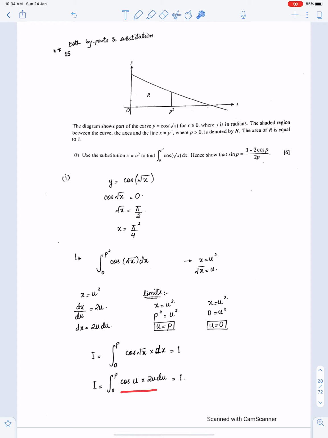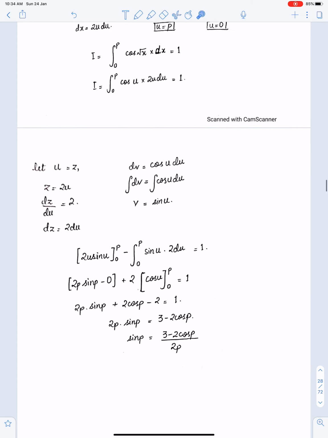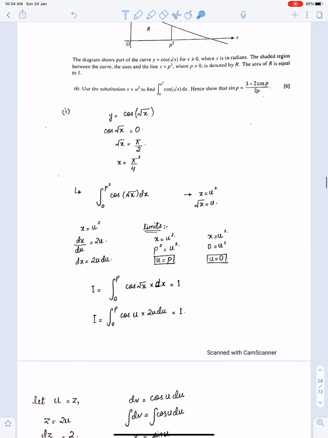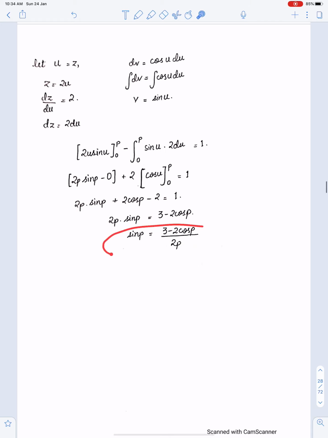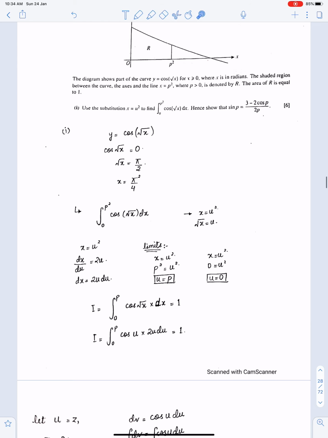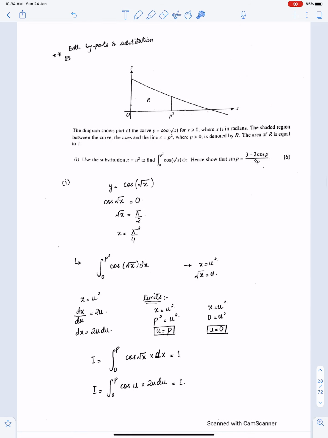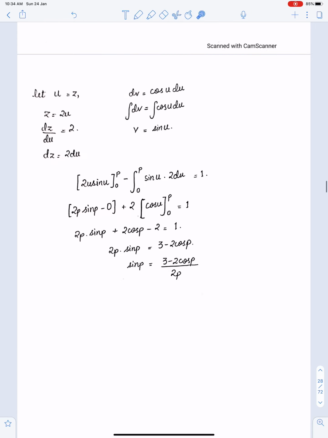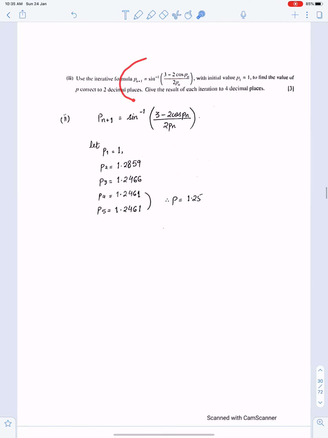Here you have to use by parts. This is the by parts. And this is what we had to show. This is pi square upon 4. And then the next part is, this is the iterative formula. We need the root. The first value is 1. This is so simple.